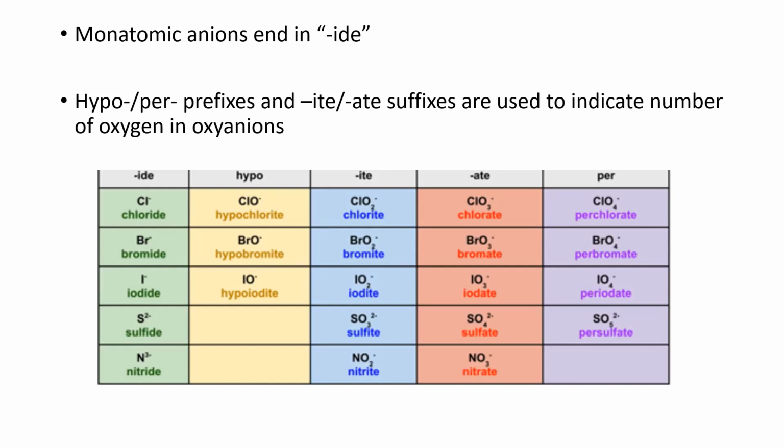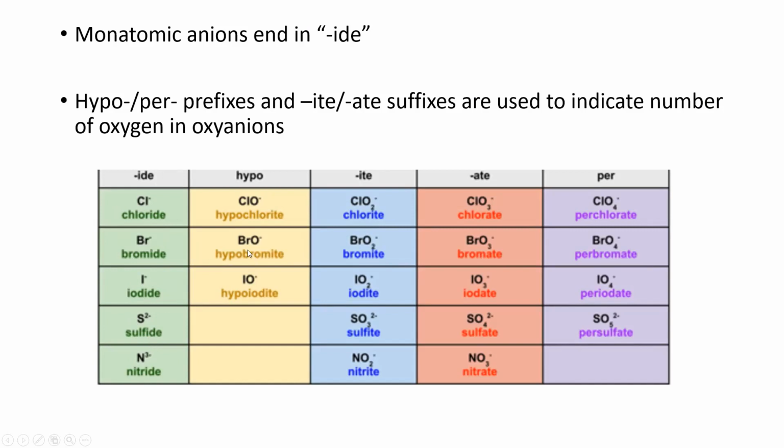So if you look at the left-hand side here, these are just the monatomic ions. So just chlorine or bromine, iodine, sulfide, nitrogen. So you can see in each case, all we did to the name of this is change the ending to IDE. So that IDE tells us this is the negative ion.